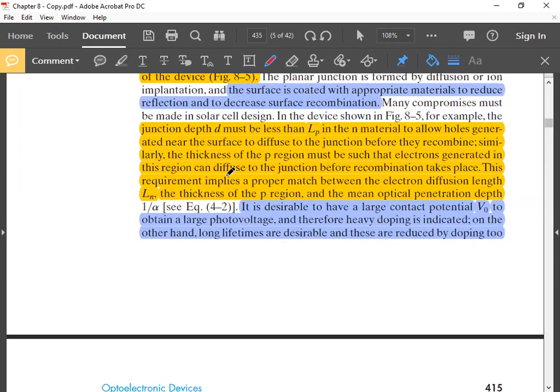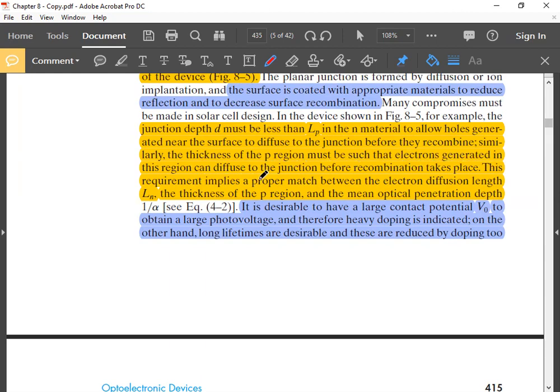So this is the third design consideration. Junction depth D must be less than LP in the N material to allow holes generated near the surface to diffuse to the junction before they recombine. Similarly, the thickness of the P region must be such that the electrons generated in this region can diffuse to the junction before recombination takes place.